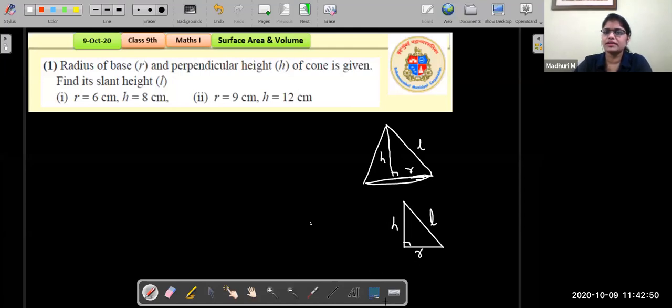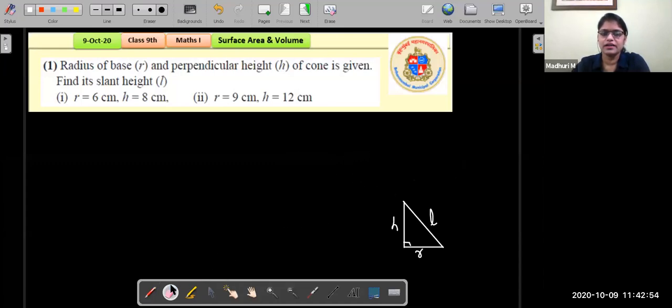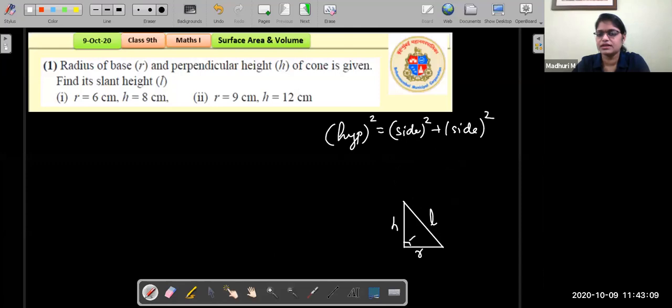So what is the Pythagoras theorem? It states that hypotenuse squared is equal to side square plus side square, right? So what is the hypotenuse here? Hypotenuse is the side which is opposite to 90 degree. So that will be L squared equals to H squared plus R squared.